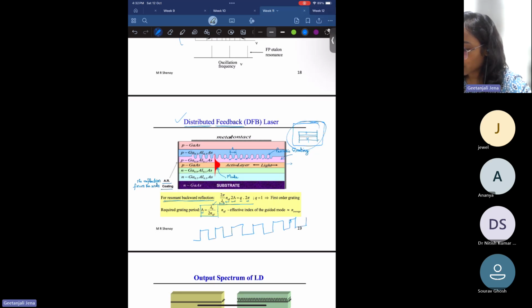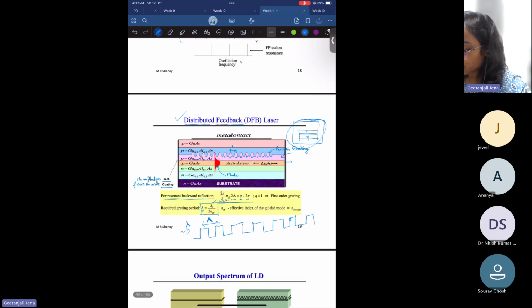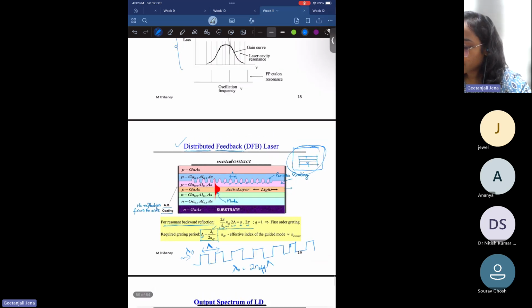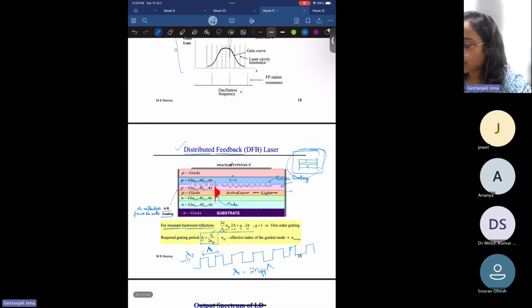and when you launch a source of wavelength lambda, and let us say this periodic grating has periodicity gamma. So let us say this symbol is gamma. So whenever this lambda 0 satisfies 2 n effective gamma, what will happen? The incident light will be reflected back. Okay. And using this concept, the distributed feedback laser is developed.